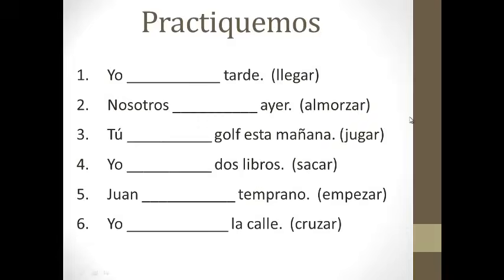Alright, let's see if we can do a few of these on our own. Here I have written 6 sentences for you. Please take a minute and conjugate all of the verbs in parentheses in the preterite tense. You will notice that all of them are either CAR, GAR, or ZAR verbs. Please pause me if you need a minute to work.